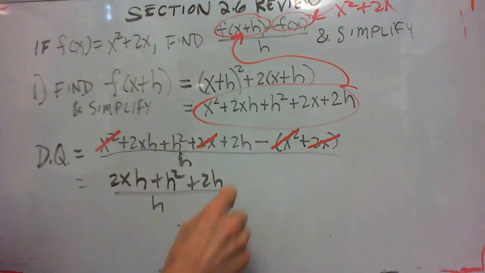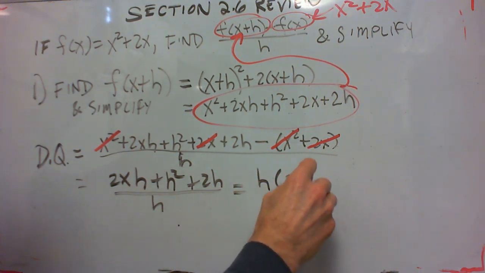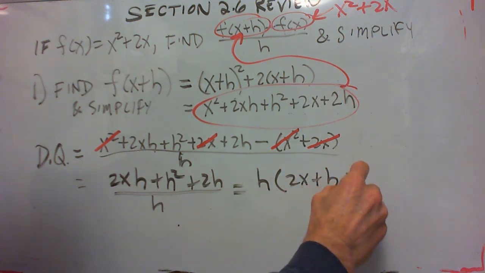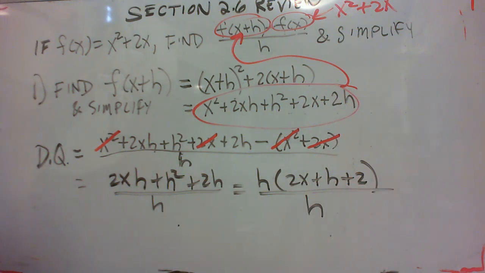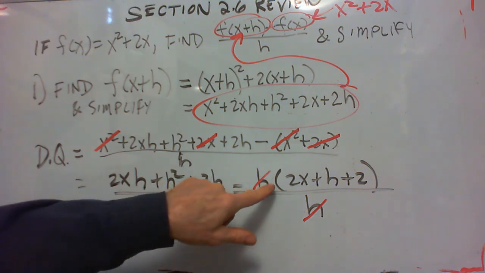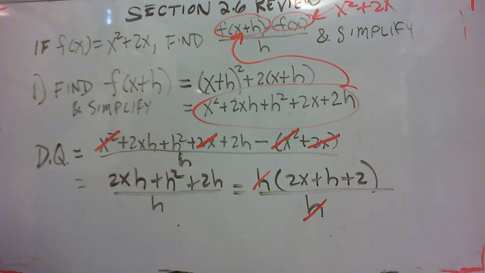But wait, there's more. We can factor an h out of the numerator. Now this always happens if you do this right, that you can factor that h out and then cancel with the bottom h. It always works that way, every single time. So our answer is 2x plus h plus 2. And in calculus, we have shortcut formulas that would tell us that is the correct derivative as h goes to 0. So if you don't have the h factoring out like this and canceling, then you made a mistake. So keep that in mind.